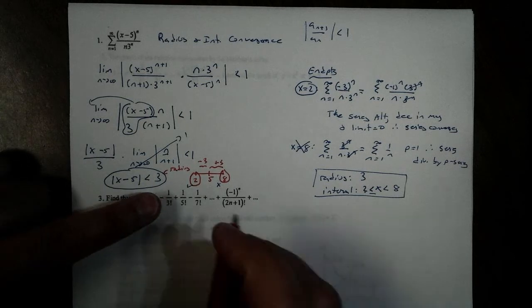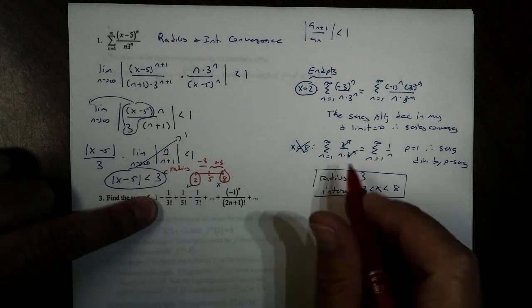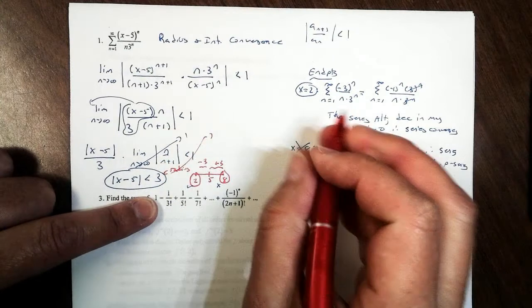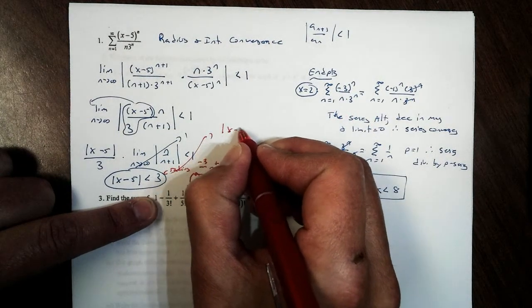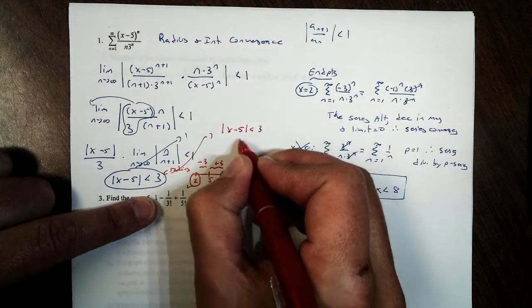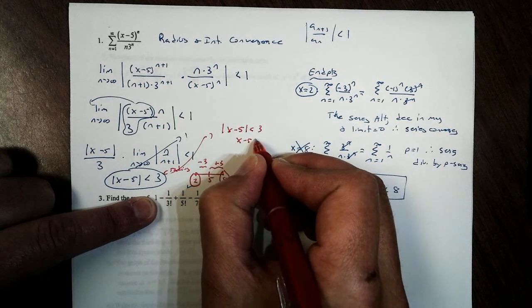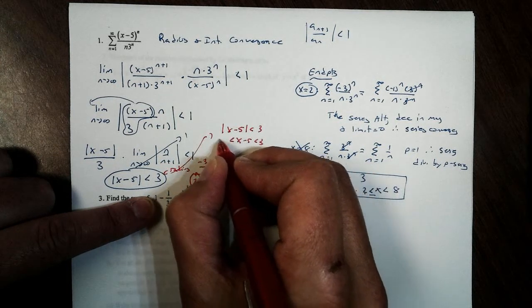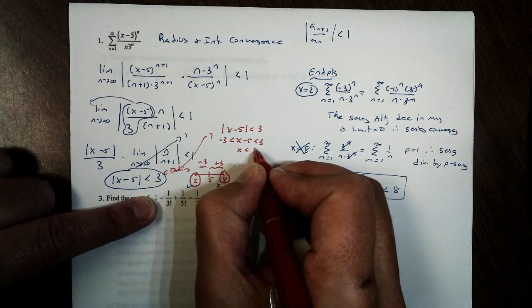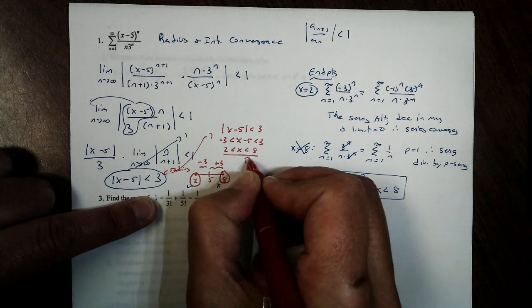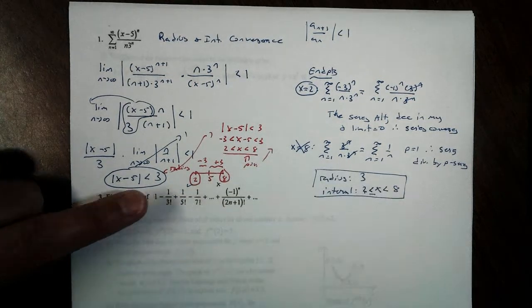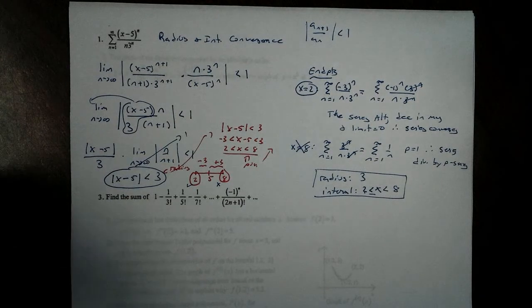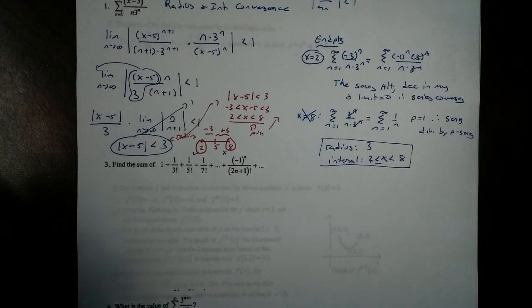Now, another way we can get this radius, or these endpoints, is just to solve this. And again, this is just from pre-cal. So you would say x minus 5 is less than 3, greater than negative 3, and you would get x is between 8 and 2. So that's our possible interval, and then you just check your endpoints. Okay, easy peasy to do, right? Very fun. So let's take a look at number 3 here.